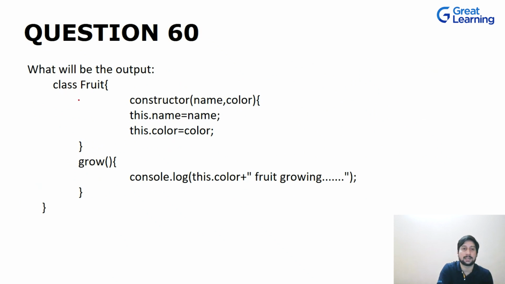So we have over here a class Fruit, which has one constructor. In that we have two properties, name and color. We are setting them up, initializing them. Then we have a grow method, in which we print this.color fruit is growing. This is the message that we have, and this.color refers to the color that we have over here.